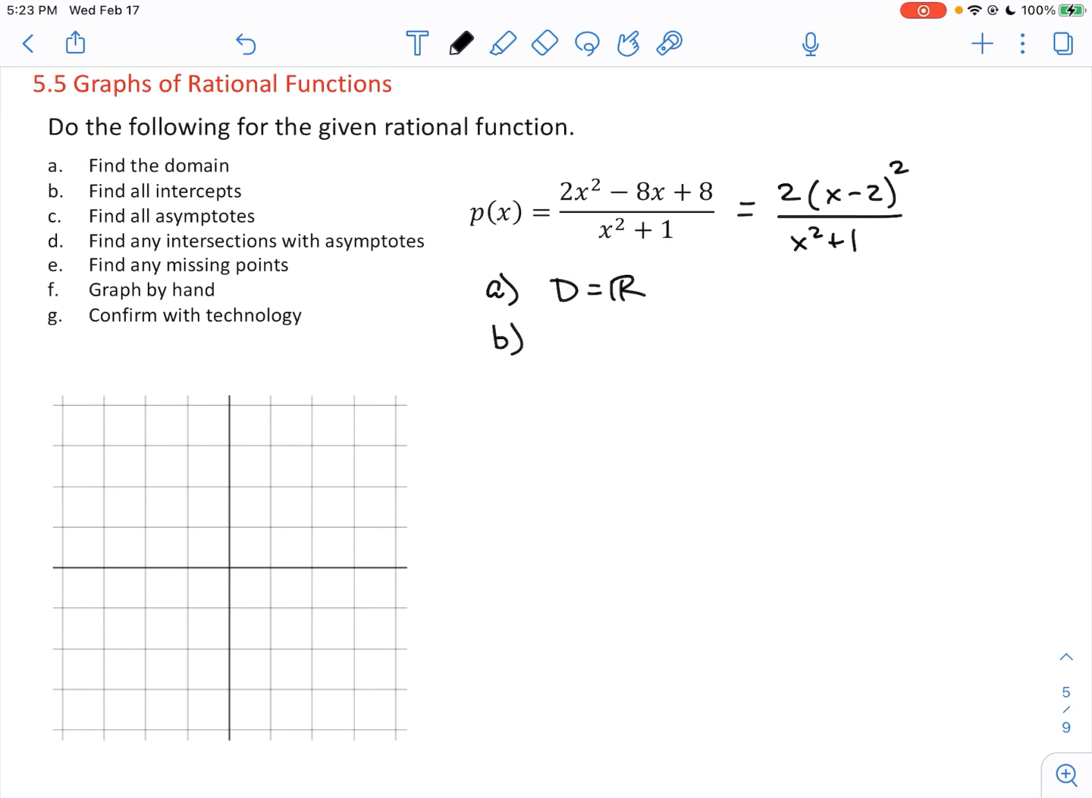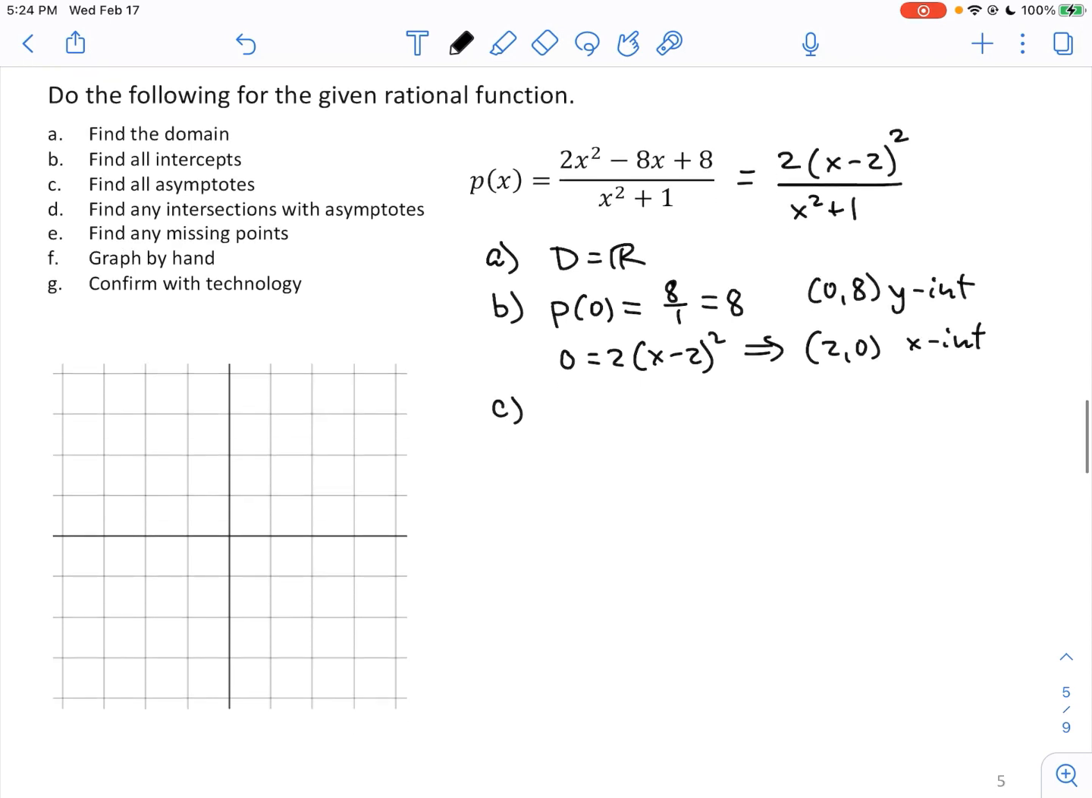Part B, the intercepts. Let's do the y-intercept first, p of 0. Plug 0 into p, and I'm looking at the expanded form to do this. So we get 8 up top and 1 on the bottom, so we just get 8. The x-intercepts, set the numerator equal to 0, and we get one answer, 2. So (2, 0) is the x-intercept, and up here we concluded that (0, 8) was the y-intercept.